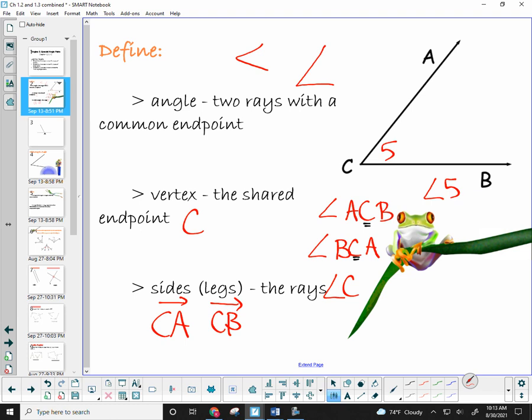Questions about what an angle is or how to name it? Yes. Usually they start at 1, 2, 3. It doesn't really matter though. They could start at 5.